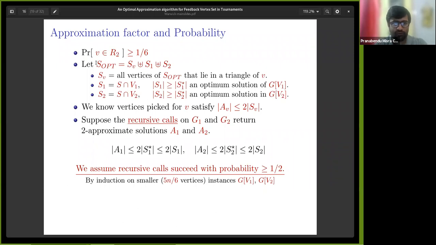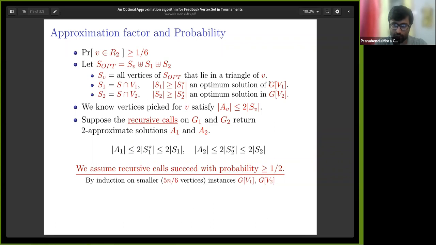And let's say we take the optimum solution and we break it into three parts. This part SV are essentially all the vertices that lie on some triangle which contains the vertex V. Now S1 are all the vertices of this optimum solution that lie in the portion V1, and S2 are all the vertices that are from V2.